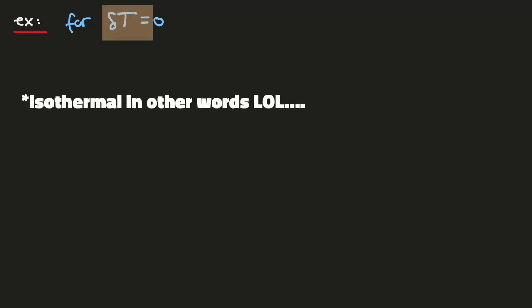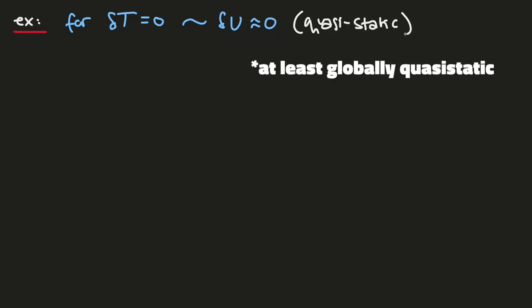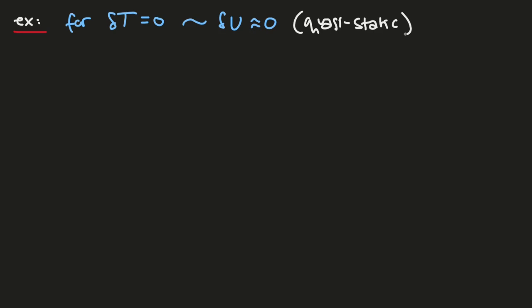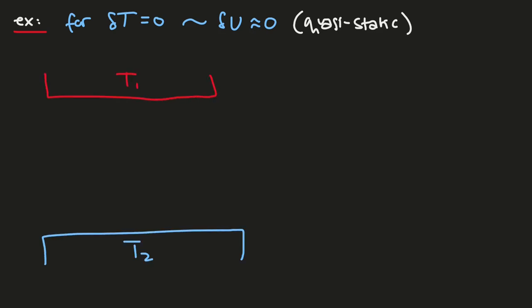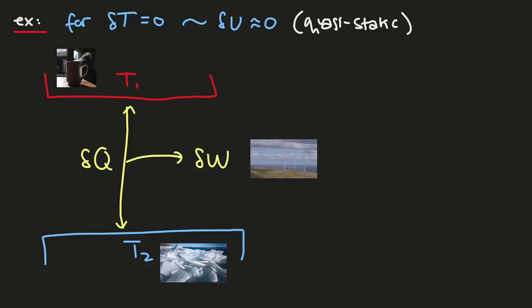Here's the simple example. For delta T equals 0, or when our whole system is in thermodynamic equilibrium, or thermal equilibrium, then the rate of change of internal energy in our system is approximately 0, which is a consequence of a quasi-static process for global thermal equilibrium. By this condition, we construct our system just like in this illustration, where T1 may be hotter than T2 and so on, and there is heat transfer delta Q here and delta W, which is the net work from our system, to make our system something like the isolated system in the previous video.